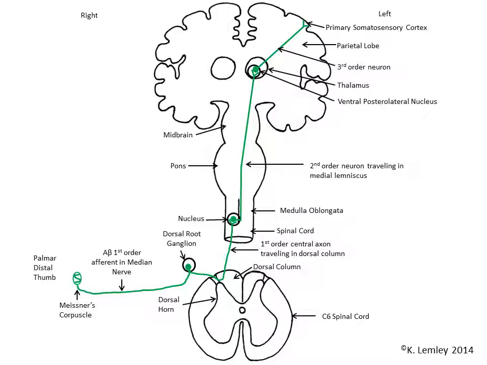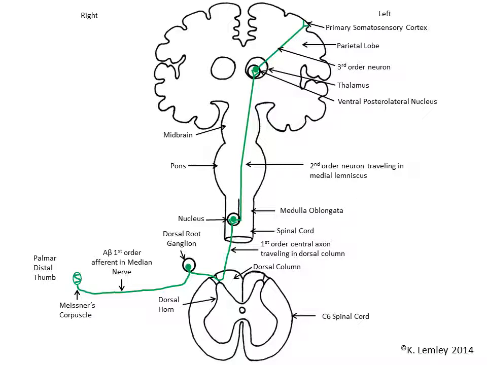We get around mid pons, maybe just a little higher, and then this is going to start to deviate a little bit to get a little bit more lateral in the midbrain. But we're going to ascend all the way up into our thalamus, where we're going to synapse in the ventral posterolateral nucleus of the thalamus.